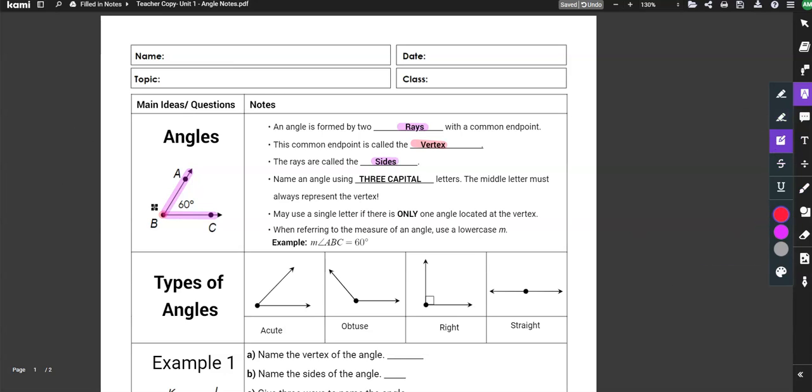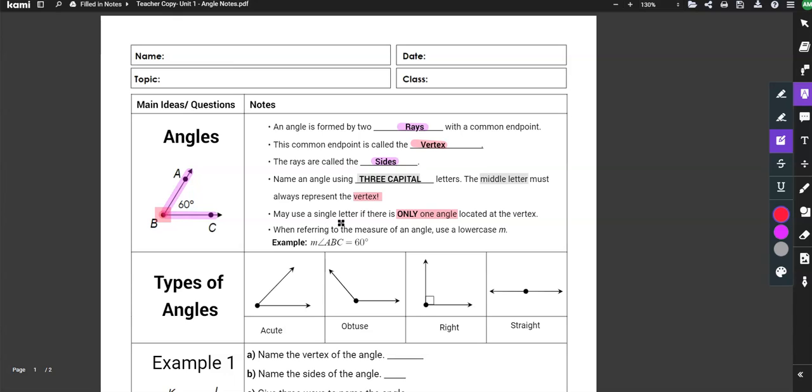Right? The way you name an angle is by using 3 capital letters, and the middle letter must always be the vertex. So we have 3 capital letters. Make sure you remember the middle letter is the vertex every time. You may use a single letter if there's only one angle located at the vertex. Otherwise, you must use 3 letters, or if they are numbered, you may use the number.